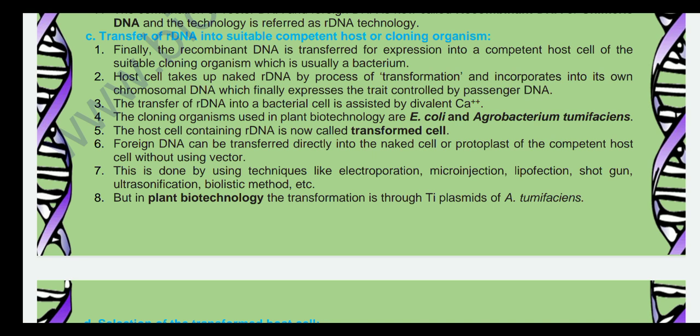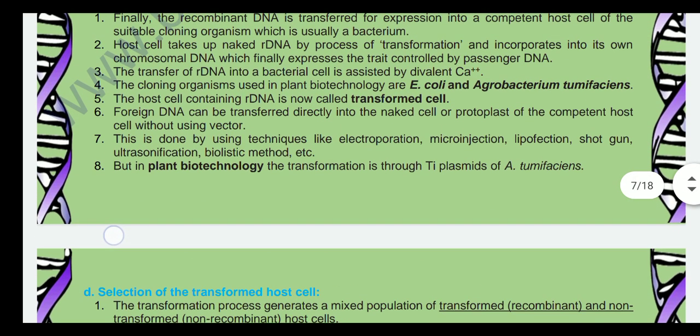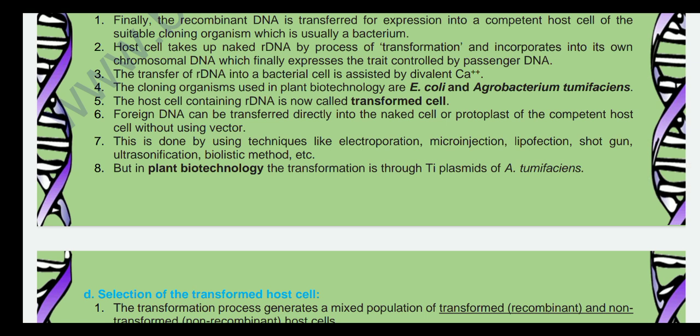The transfer of rDNA into a bacterial cell is assisted by divalent calcium ions, which make entry of the plasmid into the bacterial cell. So the cloning organisms used in plant biotechnology are E. coli and Agrobacterium tumefaciens, which are able to transfer this chimeric DNA into a plant cell. So the host cell containing rDNA is now called a transformed cell.